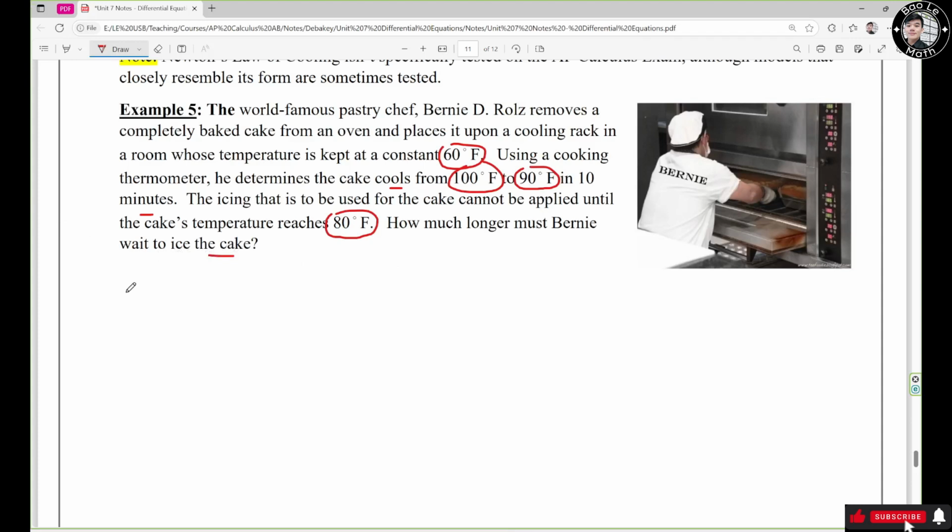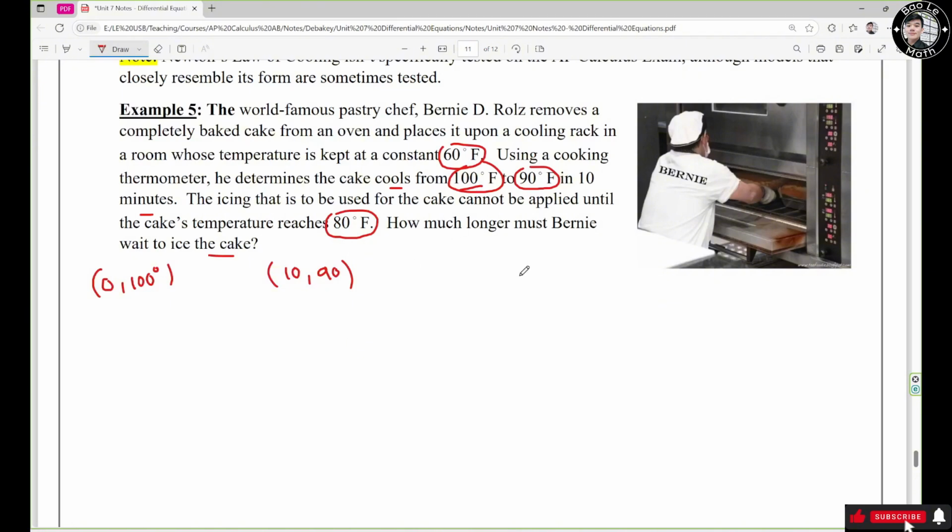Alright, so you need to summarize this problem. Alright, you have the first ordered pair. He determines the cake cools from 100 degrees Fahrenheit, which means at t equals 0 it is going to be 100 degrees, right? The second ordered pair is going to be t equals 10 minutes, it could be 90 degrees Fahrenheit, right?